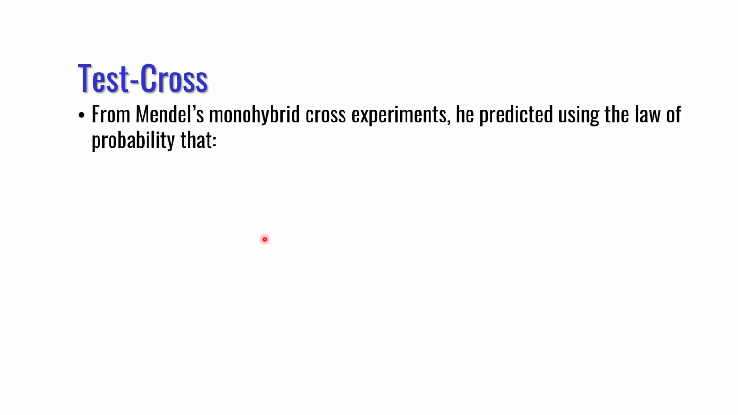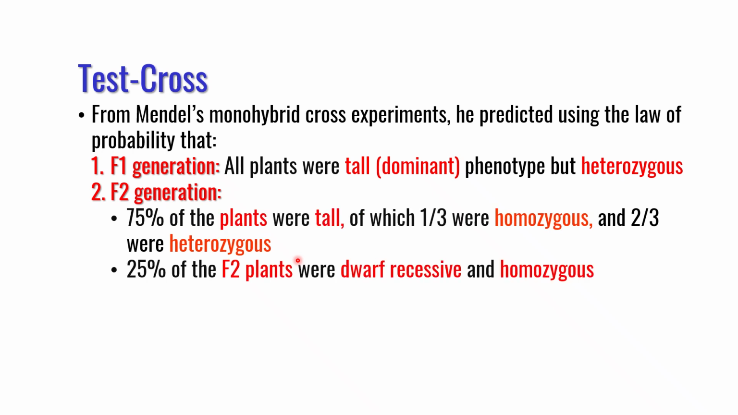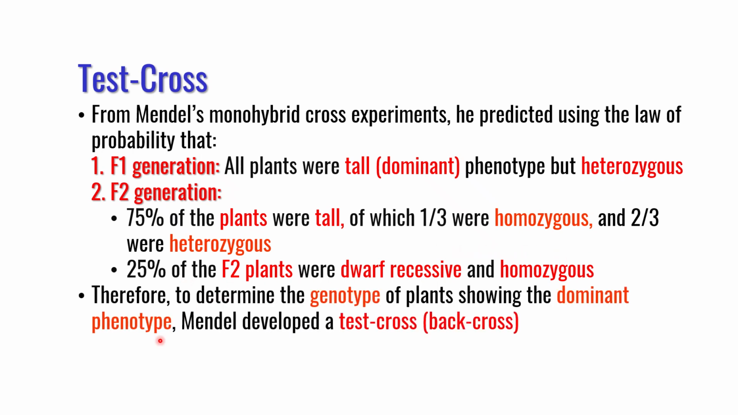From Mendel's monohybrid cross experiments, he predicted using the law of probability that in the F1 generation all plants were tall or dominant phenotypes and heterozygous. In the F2 generation, 75% of the plants were tall or dominant phenotype, of which one-third were homozygous and two-thirds heterozygous. 25% of the F2 generation plants were dwarf or recessive phenotype and homozygous.